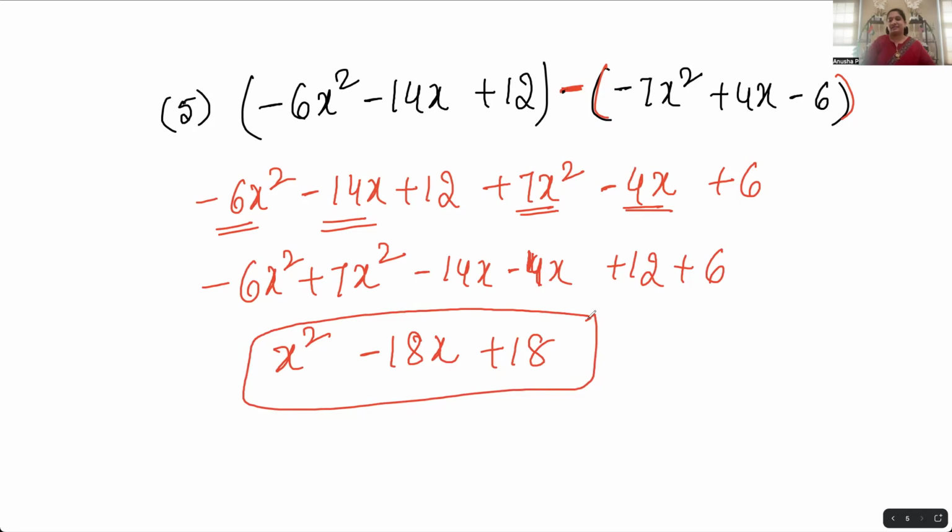Now in this case, the degree is 2. We have three terms, so it is a trinomial and the constant is 18 and there is no visible leading coefficient, so we will consider the leading coefficient as 1.